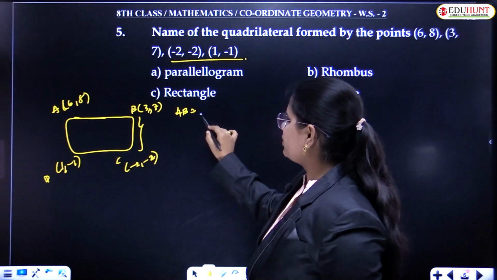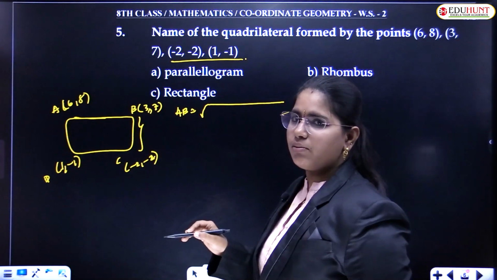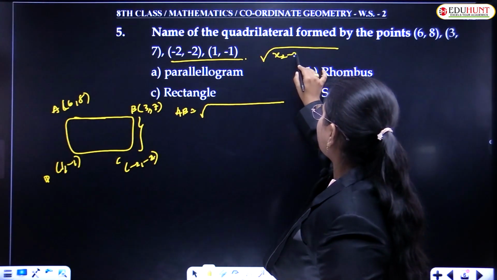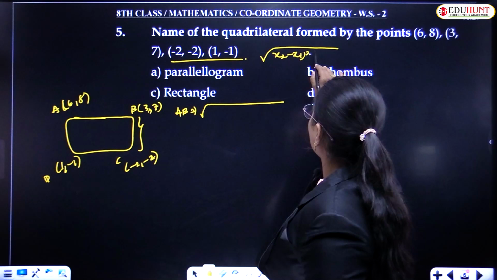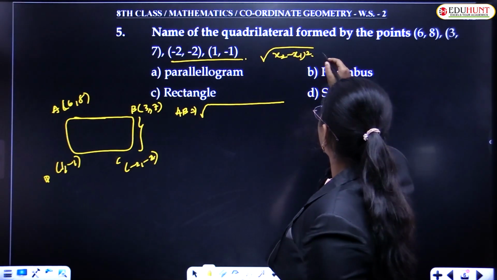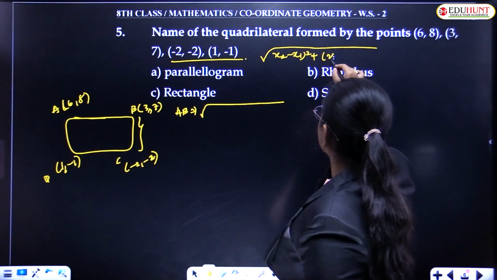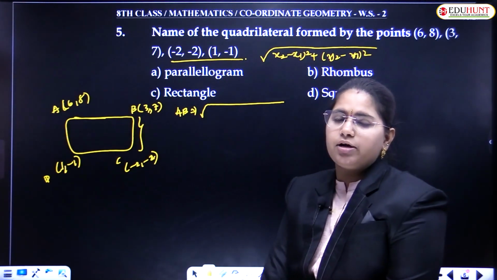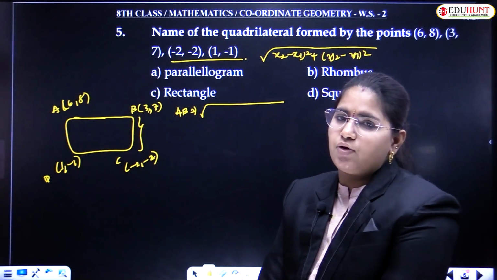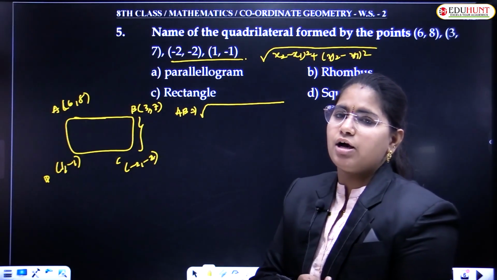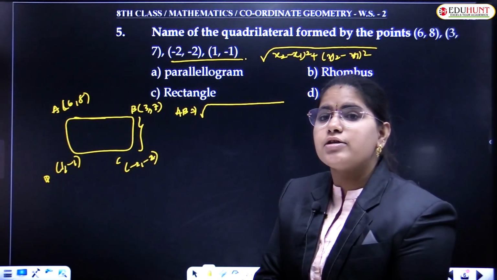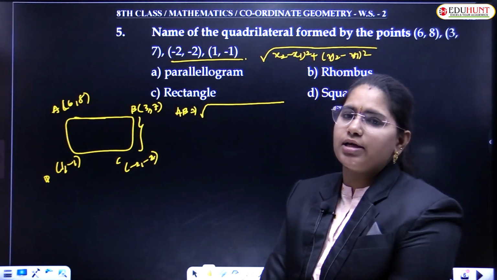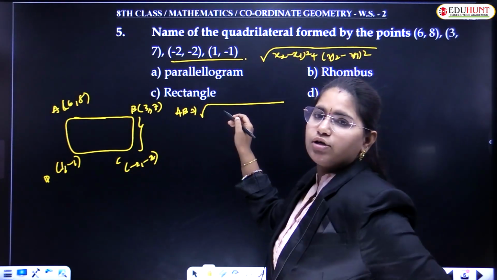What do you know about the distance formula? If you have 2 points, what is the distance formula? It is the square root of (x2 minus x1) whole square plus (y2 minus y1) whole square. Am I correct? This is my distance formula. If A and B are points, how are you going to find the distance? You need to take A as (x1, y1) and B as (x2, y2), correct?